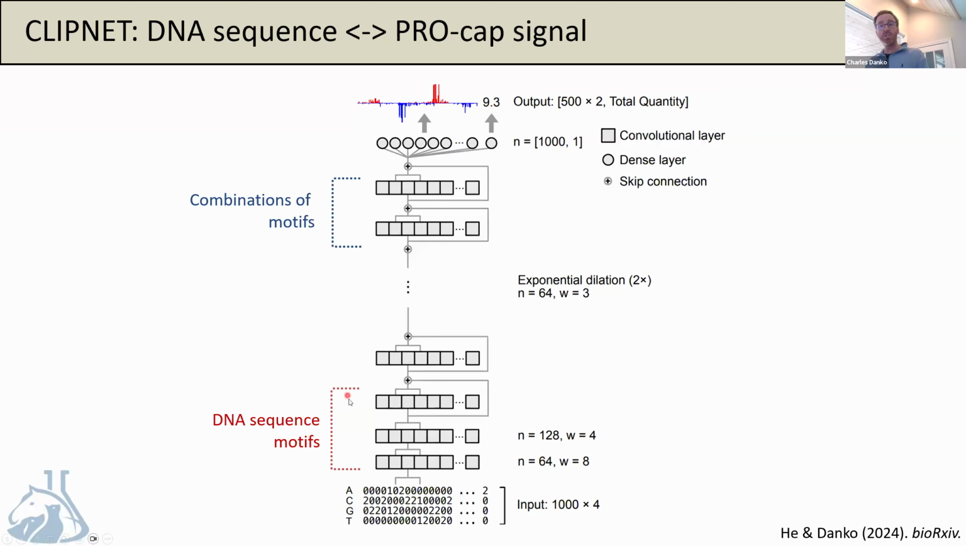And then the intuition for the model itself is that the lower layers learn DNA sequence motifs, and the upper layers learn combinations of motifs that influence either the organization, with single nucleotide resolution, of transcription or the quantity of transcription that is output.